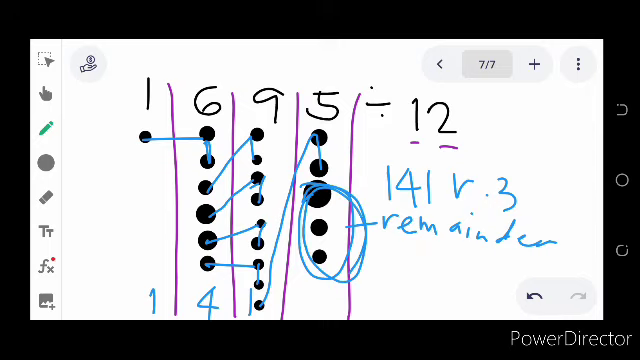Now, when you check using your long division, this is going to be the answer that will come out. So basically, this division process works even for numbers with remainders.